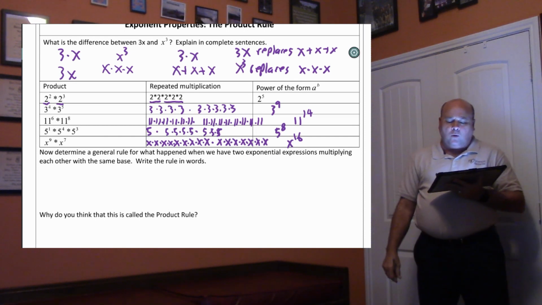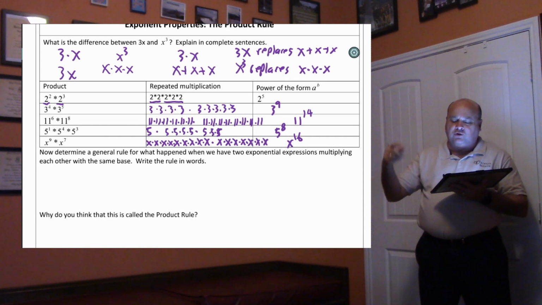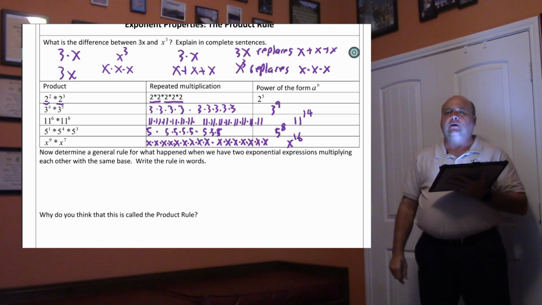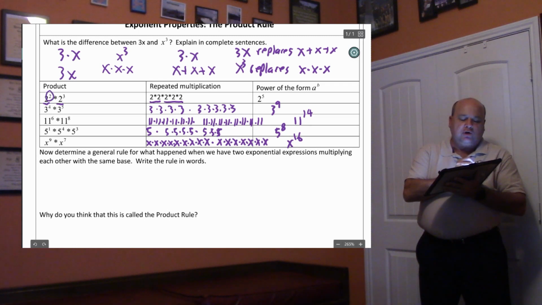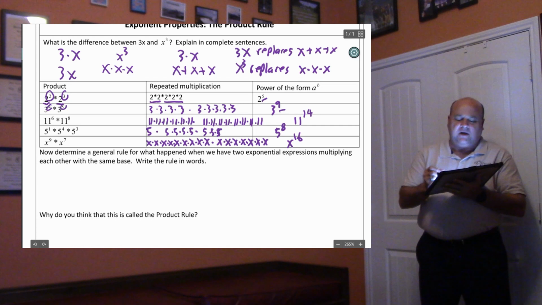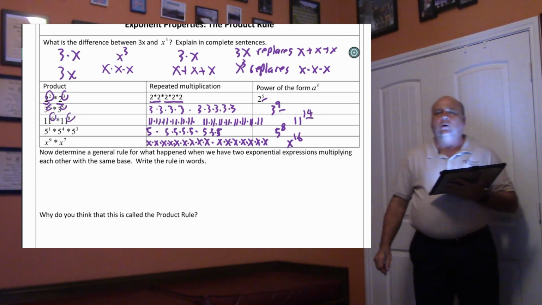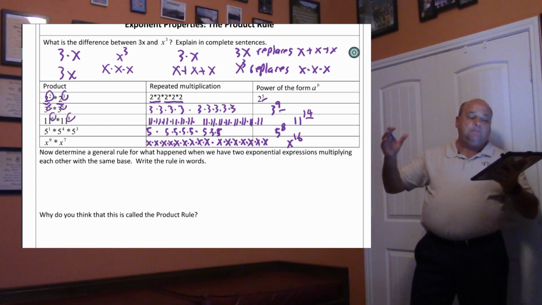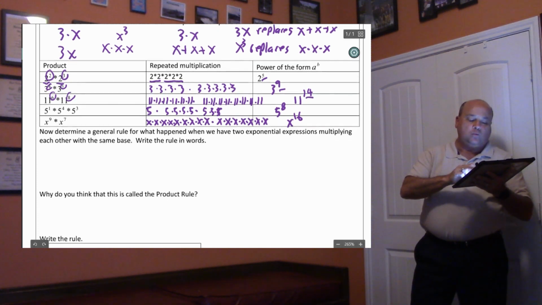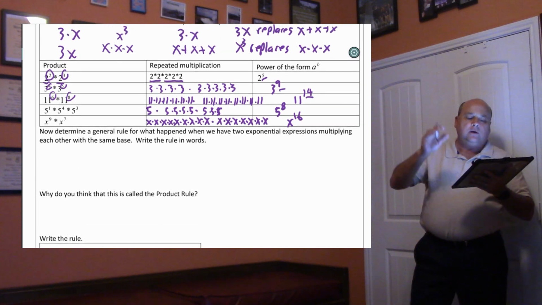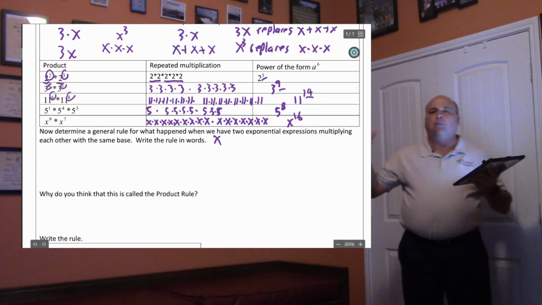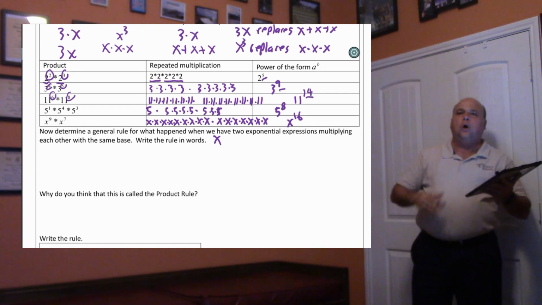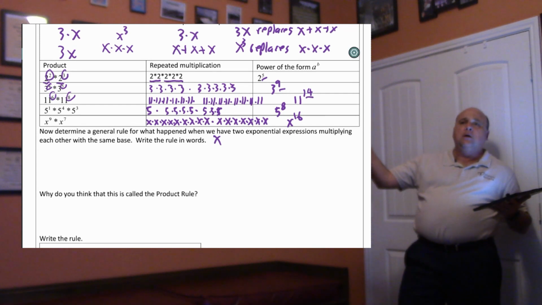Now determine a general rule for what happened when we have 2 exponential expressions of the same base being multiplied. What happens there? What did you do with the 2 and the 3 to get this? What did you do to the 4 and the 3 to get this? What did you do to the 6 and 8 to get this? What did we do to them? Write that down and pause the video. What do you think this is? Why do you think this is called the product rule? Okay, just do this one real quick. So pause the video and write down in your words what happens.